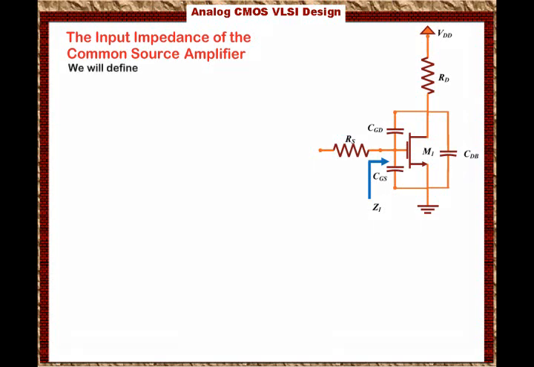To do that, we will define the input impedance to be Z1 in parallel with the impedance of the gate to source capacitance. So we will say it will equal Z1 in parallel with Z of CGS, which is nothing but Z1 in parallel with 1 over S times CGS. So basically Z1 is looking into the gate of the transistor.